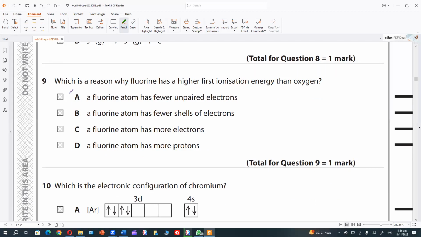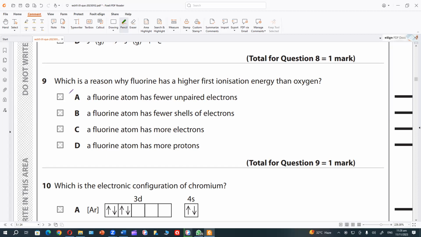Fluorine atom has more protons, but it also has fewer unpaired electrons. It only has one unpaired electron. Oxygen has two unpaired. Fluorine belongs to group 7, group 17 we call it normally. Then oxygen is one group before that, group 6. So if we compare it, fluorine atom has more electrons, fluorine atom has more protons.